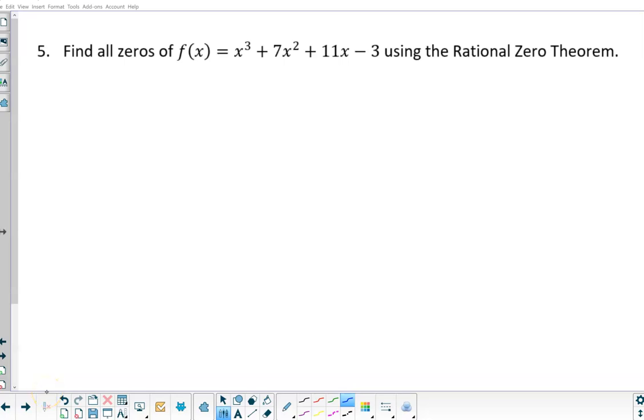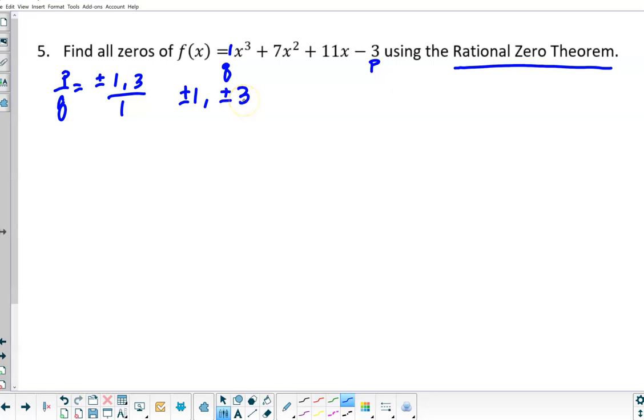Okay, this video is two more examples of the same thing. So this one says to find all of the zeros of this polynomial using the rational zero theorem. The rational zero theorem, again, is giving us a place to start. So plus or minus the factors of the constant, P, over Q, the leading coefficient. The factors of the constant are 1 and 3, and the factors of the leading coefficient is 1. So then our list to try are plus or minus 1 and plus or minus 3.